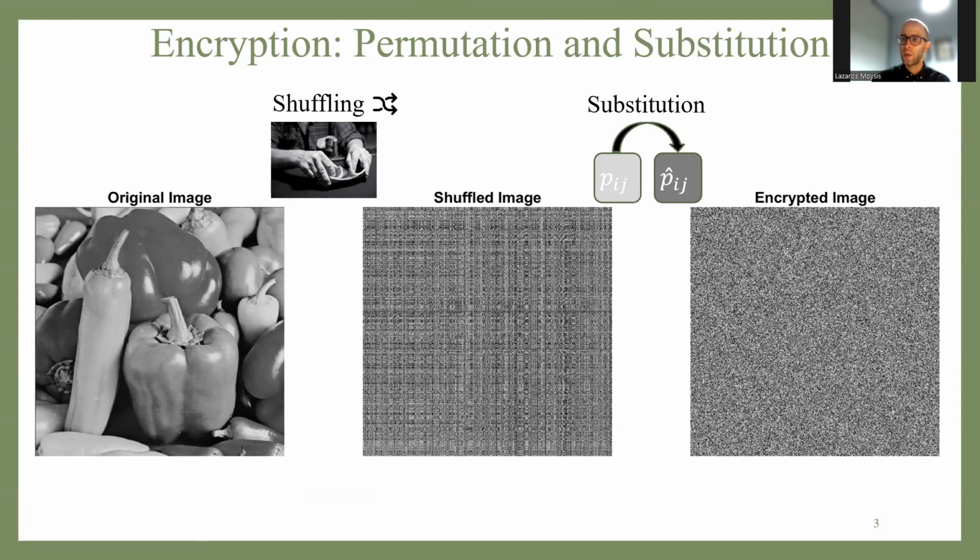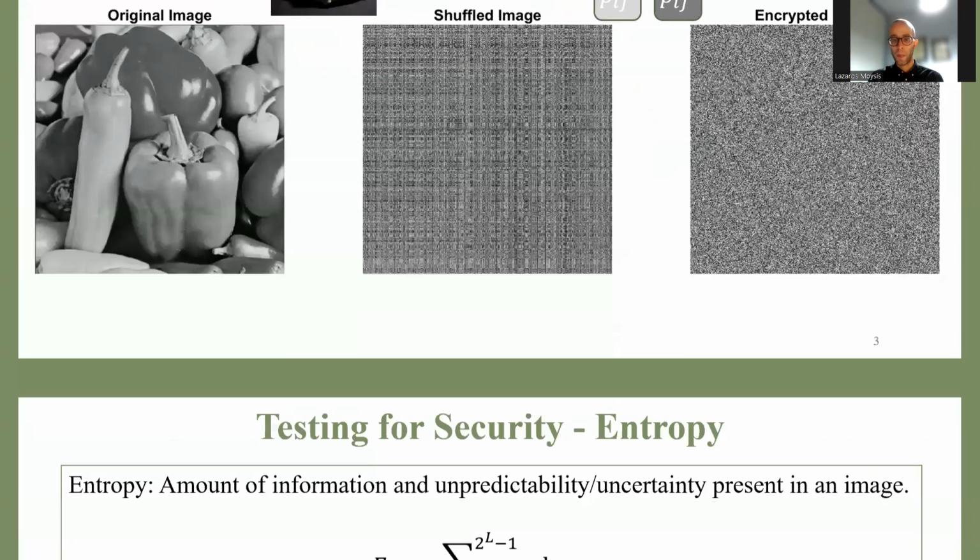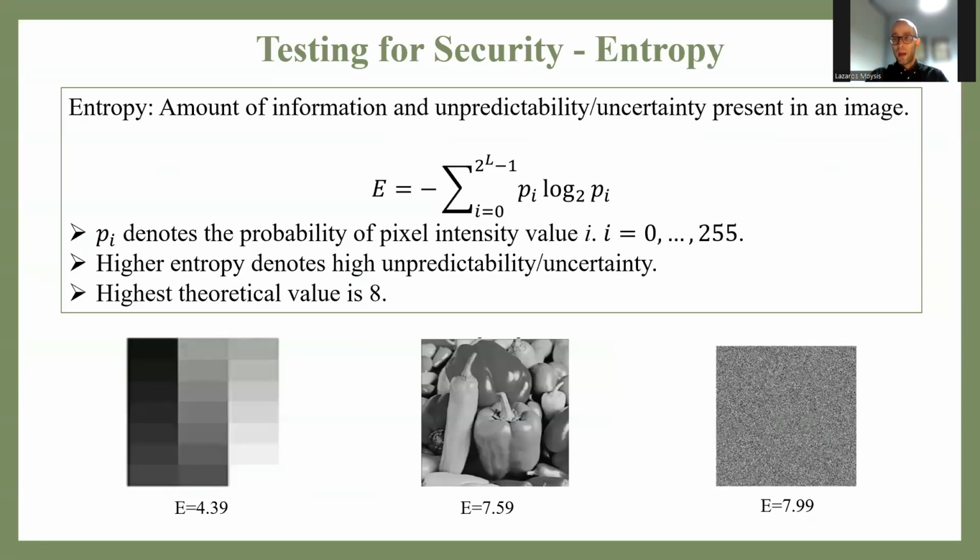So after we perform encryption, we have a series of statistical tests in order to see how secure this image is. And one of these tests is entropy. Okay, so what is entropy? It's a classic measure in signal processing and information theory. What does it measure? Practically, entropy measures how much information, or if you like it a bit more crudely, how unpredictable or uncertain a time series can be.